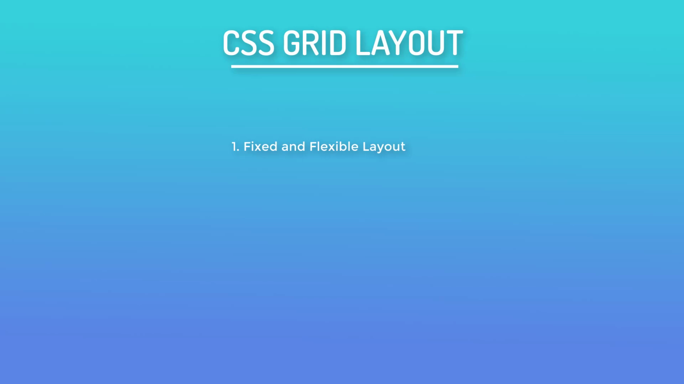You can create fixed size tracks using the pixel unit, or to create a flexible size there is the FR unit. Don't worry if you don't know how this is going to work, we will cover it later. Next, item placement. As the name suggests, it is how you place items in your grid.